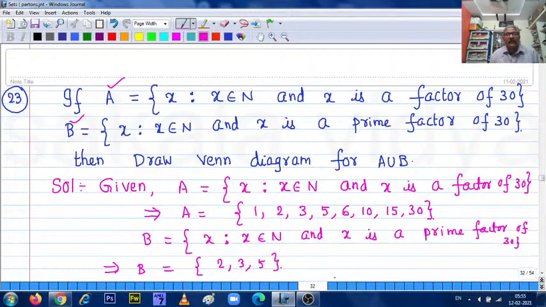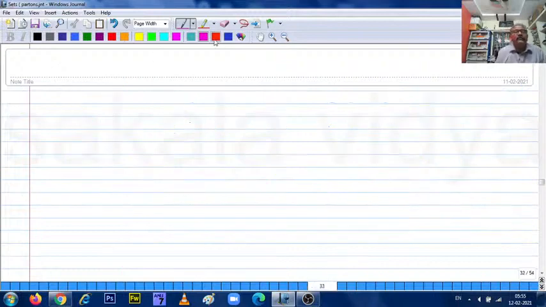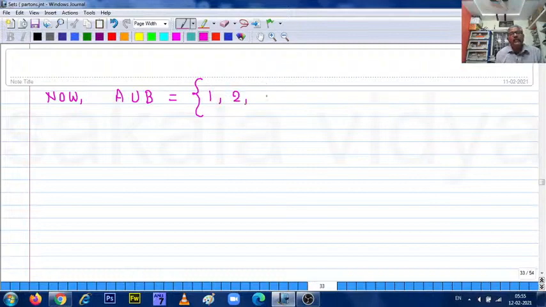So how to draw the Venn diagram for A union B? Now find A union B. A union B equals, here A is 1, 2, 3, 5, 6, 10, 15, 30 and union B. B means 2, 3, 5.